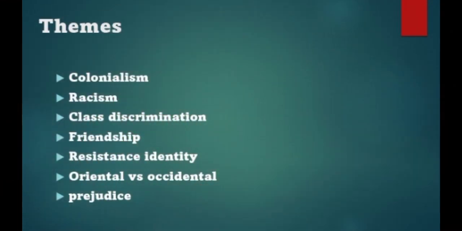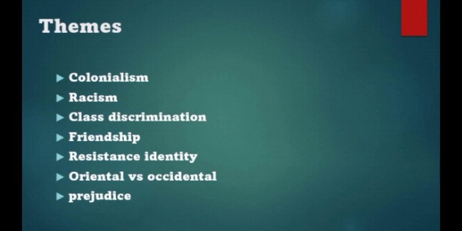There are several themes in the novel: colonialism, racism, class discrimination, friendship, resistance, identity, Oriental versus Occidental, and prejudice. Colonialism is present because it is the time of the British Raj in India. Then the themes of racism and class discrimination are present between the Indians and the Britishers. The theme of friendship is present between Fielding and Aziz. The theme of resistance and identity is present in the character of Fielding, in how he resists the society of England and favors Aziz, saying that he is innocent.